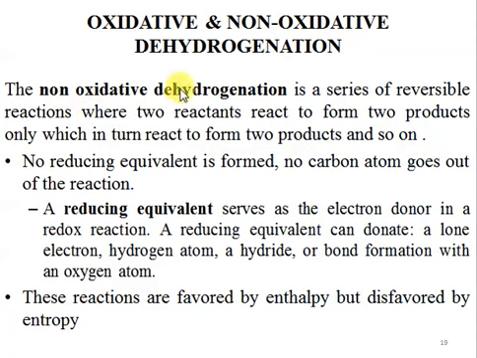So in the non-oxidative dehydrogenation reaction, what happens is that this reaction is reversible. Second, the number of reactants and products remains the same throughout. So there is no increase or decrease in the number of products. So the reaction is not favored by the entropy factor.